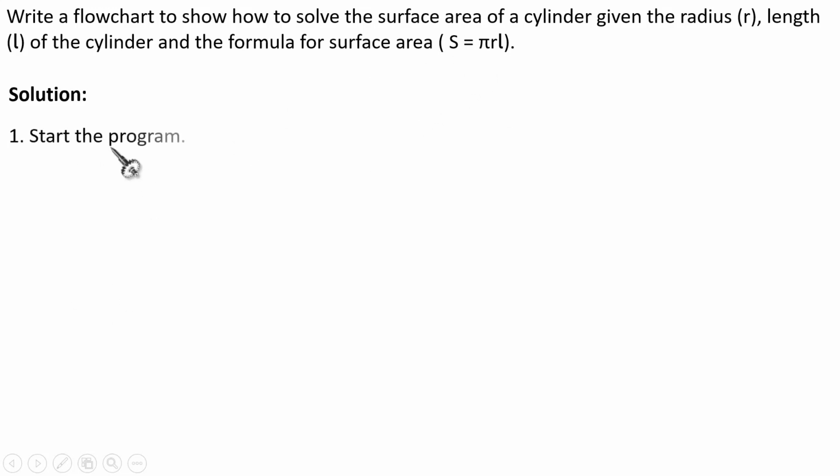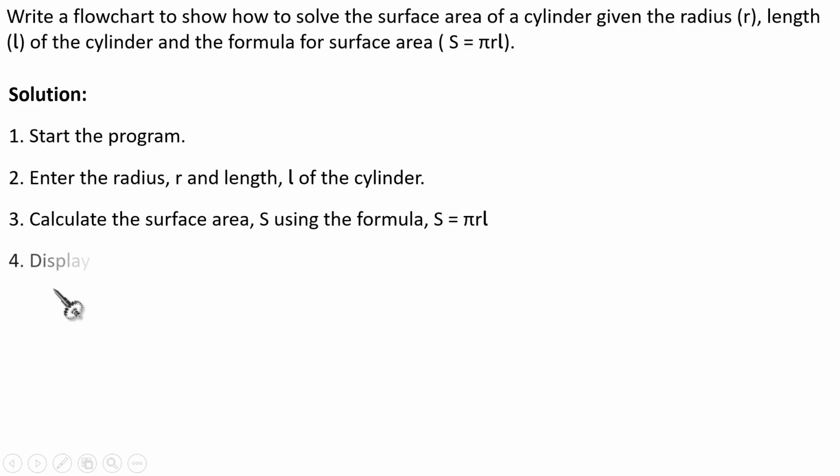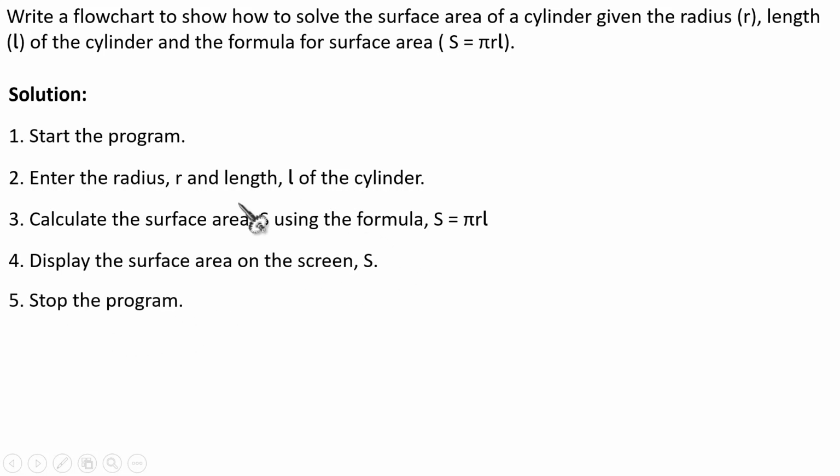So there will be: start the program, then enter the radius and length of the cylinder, then calculate the surface area S using the formula S equals this one here. Then display the surface area S on the screen, then stop the program. These are the steps that a computer follows, or that you follow yourself when you are using a calculator.